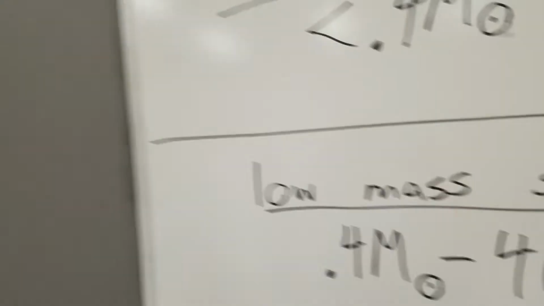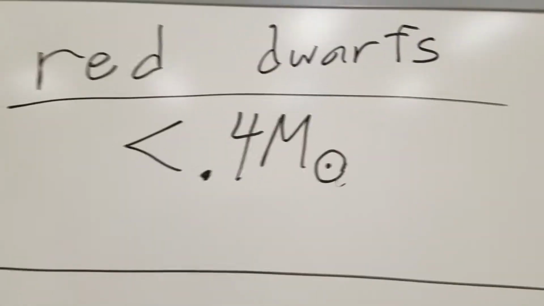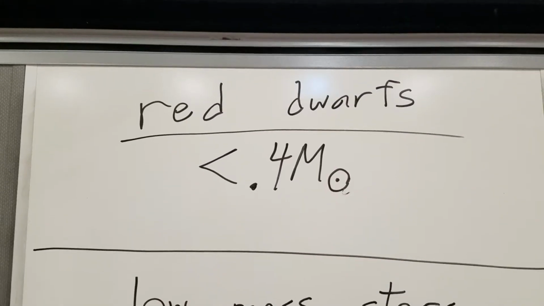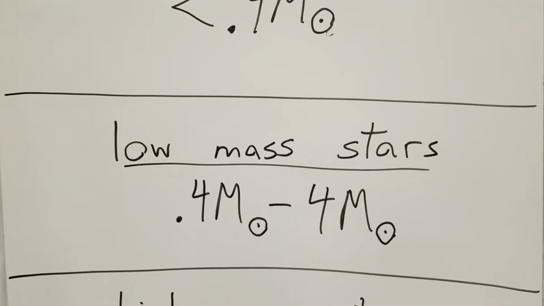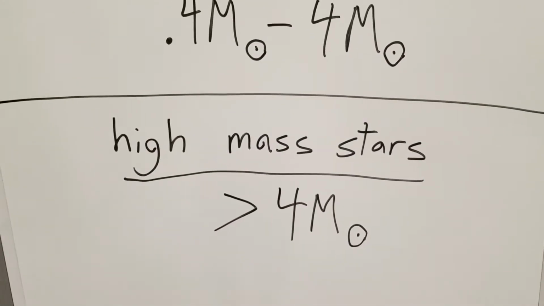Okay, video lecture series part 1, star life cycles, the first 2 stages, and red dwarfs. So, we divide stars into 3 groups. Those 3 groups are based on size, and they're called red dwarfs, low mass stars, and high mass stars.